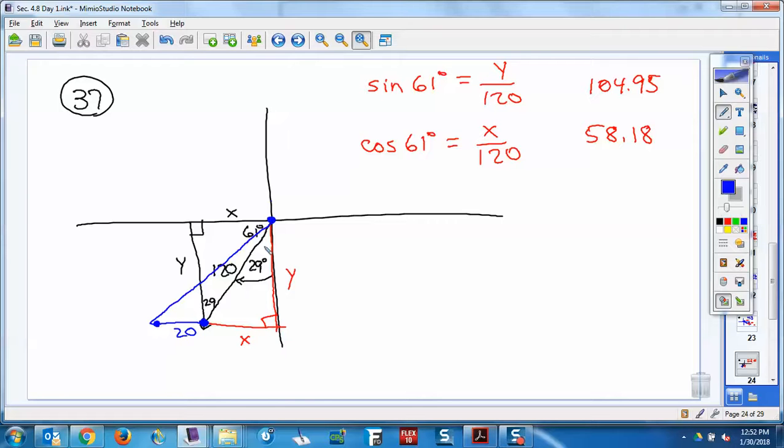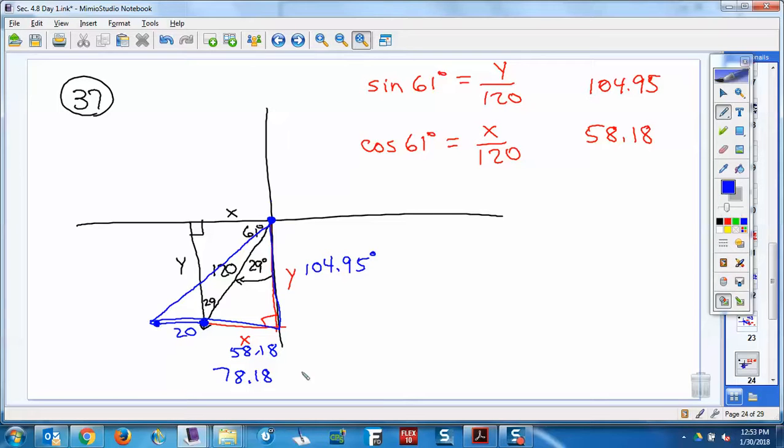Well, what do we know? We know y is 104.95, right, and we know what x is, 58.18. Wasn't that the last one? So now we add those two together, so we know this side. Now the blue triangle, we know this is 78.18.